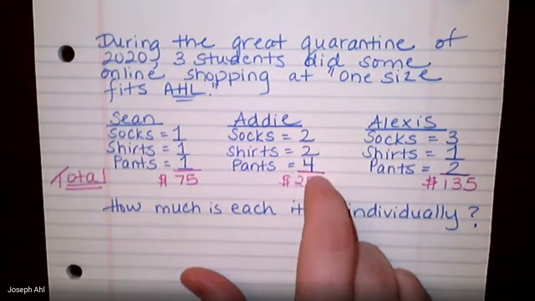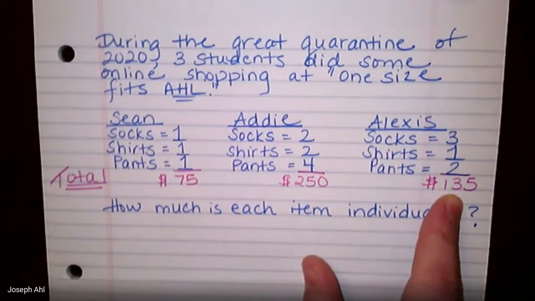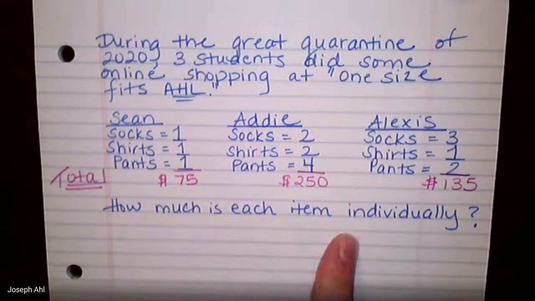Addie needed a little bit more variety in her wardrobe here. She got 2 pairs of socks, 2 shirts, 4 pairs of pants for a total of $250. And then finally, Alexis, she's got cold feet going on. She needed 3 pairs of socks, 1 shirt, and 2 pairs of pants for a total of $135. So the natural question becomes, well, how much is each item individually?